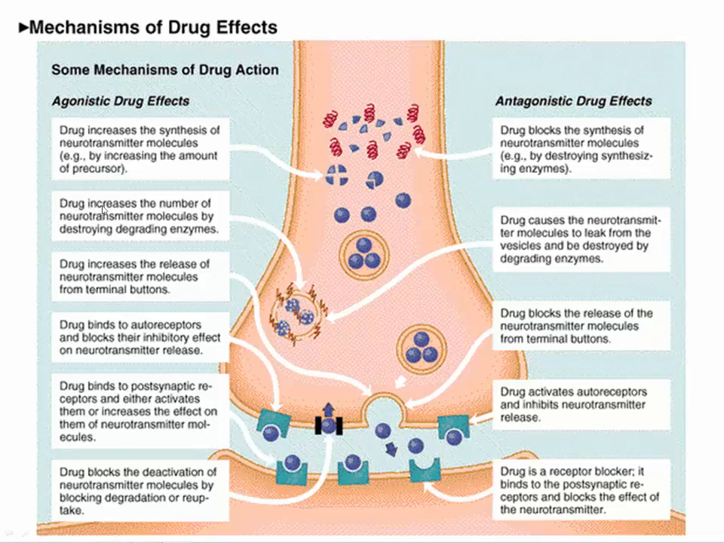Here, the drug increases the number of neurotransmitter molecules by destroying degrading enzymes. So there are enzymes also that mediate and control the level and concentration of the neurotransmitter. If you reduce the number of enzymes that destroy or degrade the neurotransmitter substance, you are then increasing the concentration of the neurotransmitter substance.